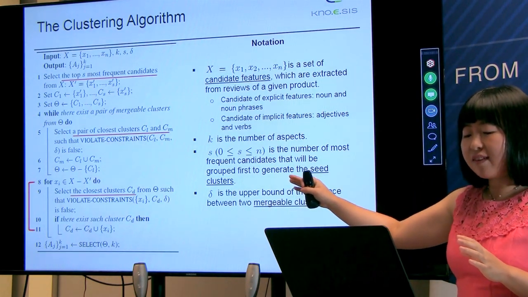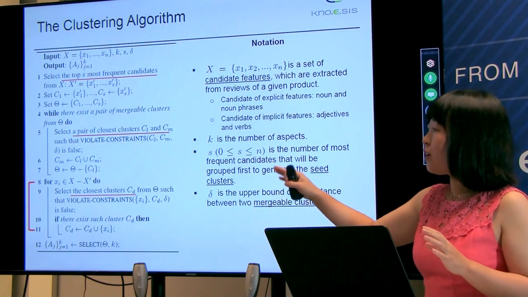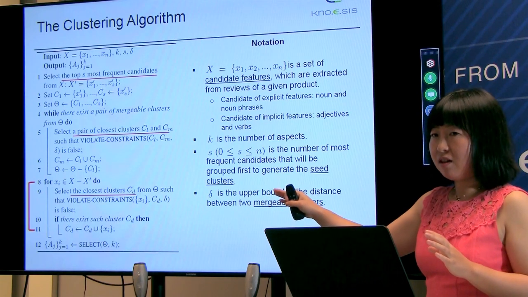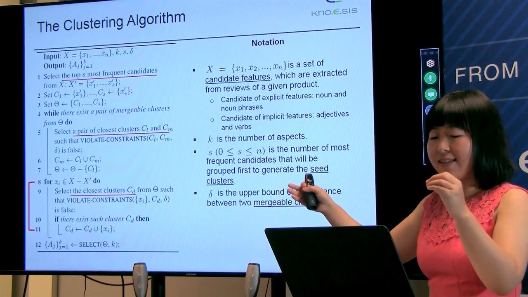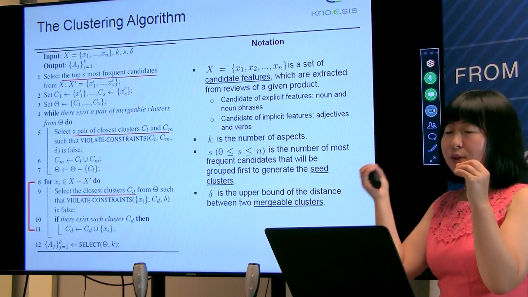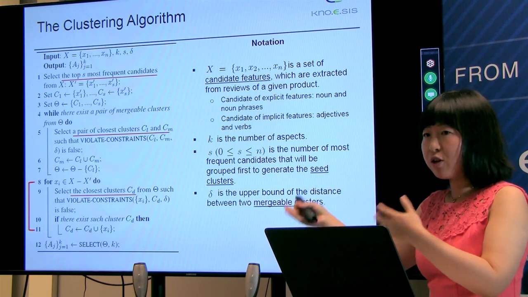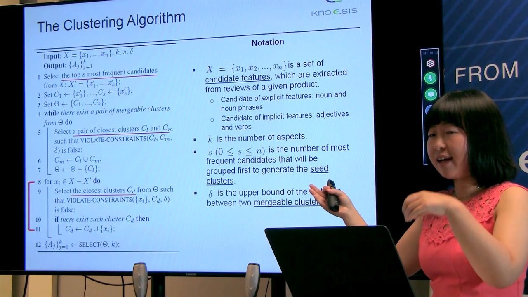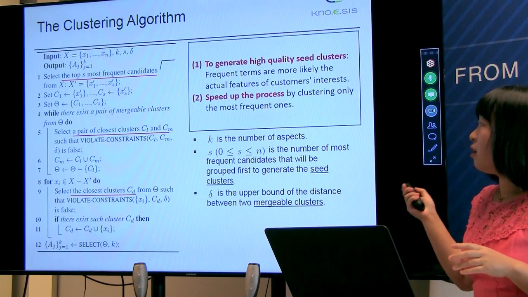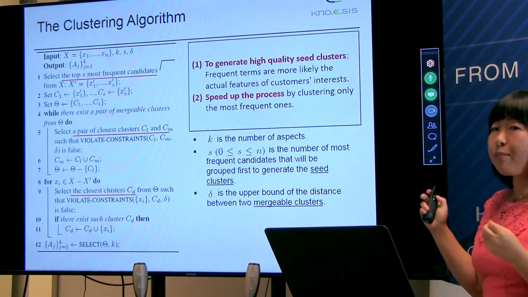And from the eighth line to the 11th line, for all the remaining candidates, we find the closest seed cluster and merge the candidate into that cluster. But if we couldn't find any cluster that can be merged with this candidate, we just make the candidate a single cluster. So I just want to mention a few key points here.